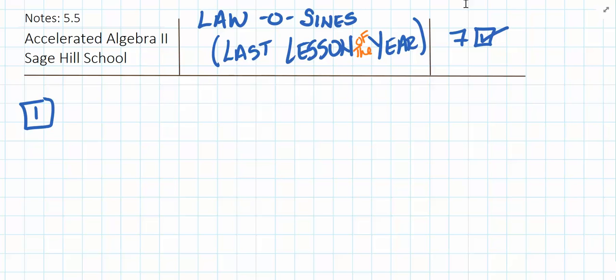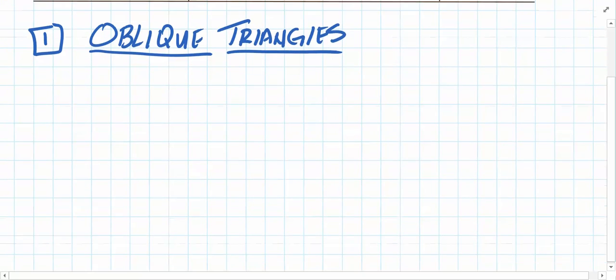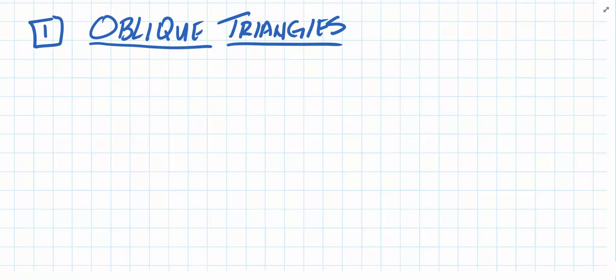Okay, this is the last lesson of the year. All right, our lesson begins with the idea of an oblique triangle. So who remembers what an oblique triangle is?